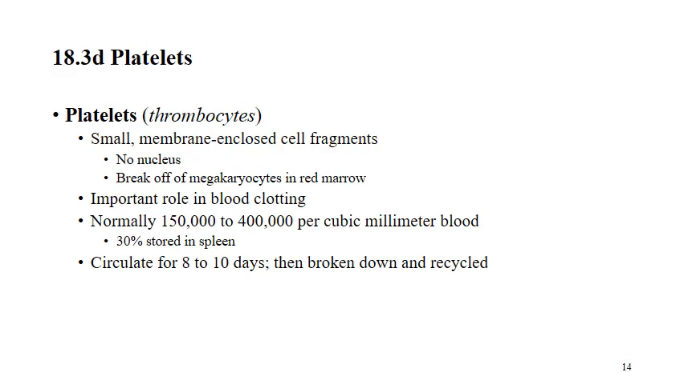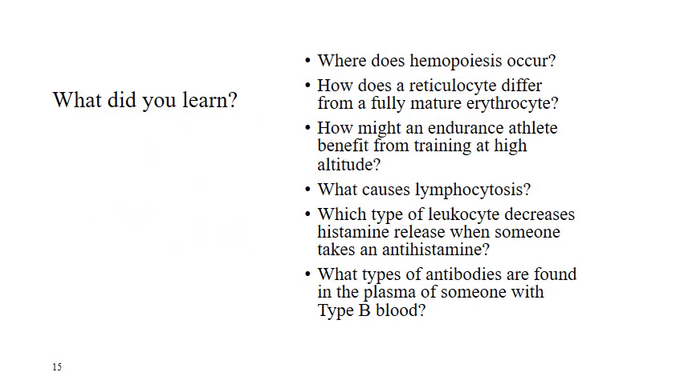So talking about platelets or thrombocytes, they're small membrane-enclosed cell fragments with no nucleus. They break off of megakaryocytes in red marrow, and they're important in the role of blood clotting. Normally you have 150,000 to 400,000 per cubic millimeter of blood, which is a lot, right? 30% is also stored in the spleen, and they circulate for 8 to 10 days and then are broken down and recycled. So they have a much smaller lifespan, if they can have a lifespan, since they're just pieces of a cell.